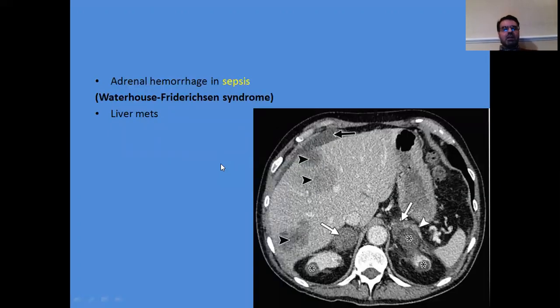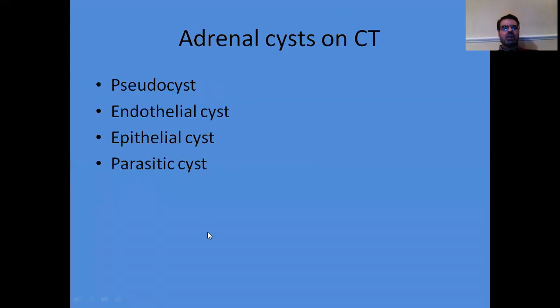It can be bilateral and in the context of sepsis in Waterhouse-Friderichsen syndrome. These are the adrenal glands with hemorrhage bilaterally, and this patient had liver metastasis as well.